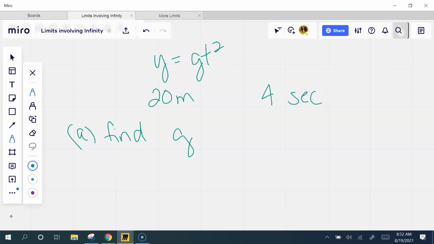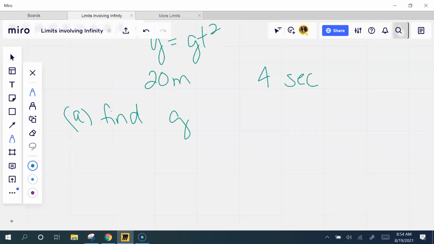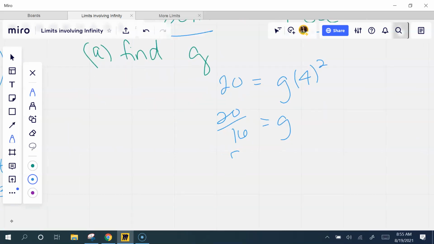Find G. All right, finding G. So look, I am just going to put 20 meters and 4 seconds. I'm going to plug these values in and I'm going to solve for G. That's not hard, right? G times 4 squared, so that would be 16. So 20 over 16 is G, which is 5 over 4.